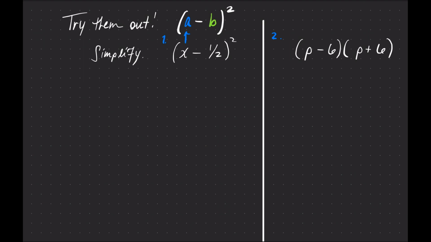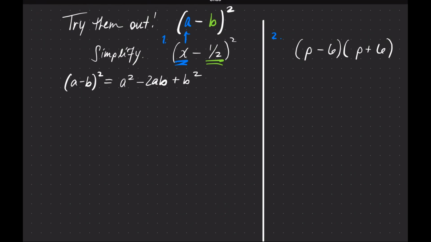So I know from the previous slide, this should be a squared minus 2ab plus b squared. Okay? So I've called x a, maybe we'll underline them in blue or something. And we called this 1/2 b, and we're leaving the minus sign out. So we had to call 1/2 b. And I'm just going to plug in what I know, guys.